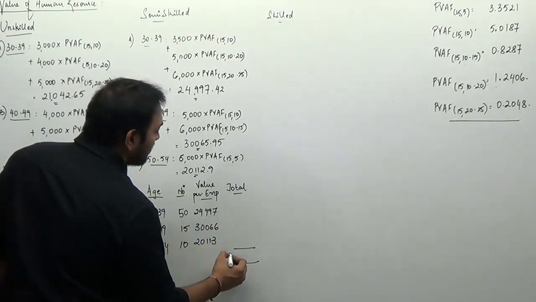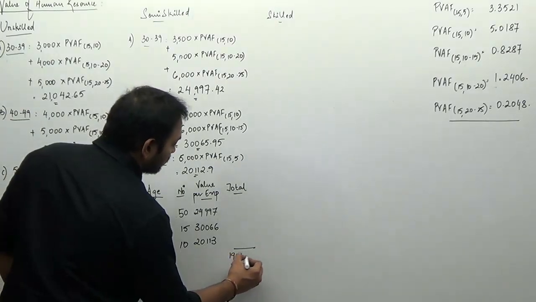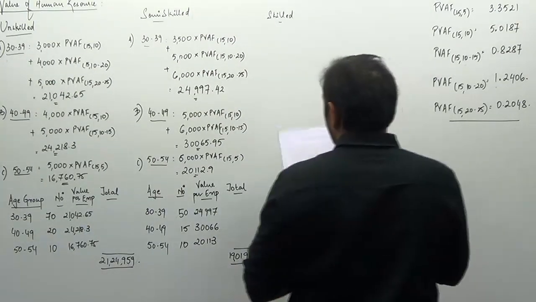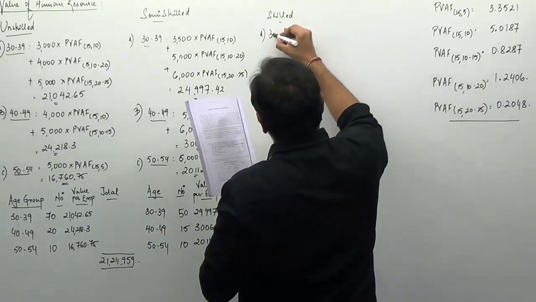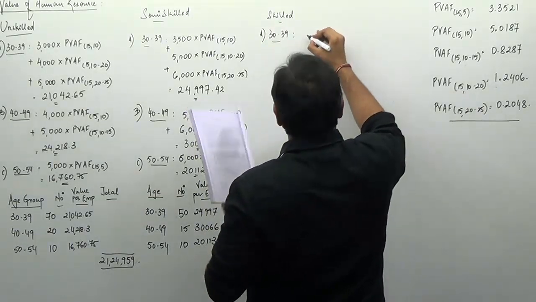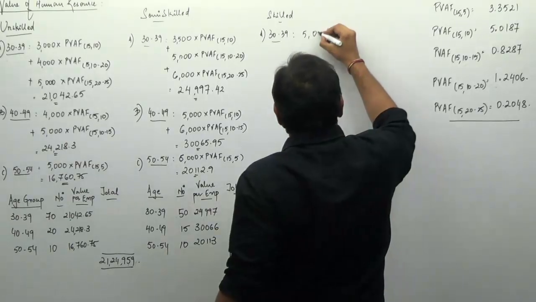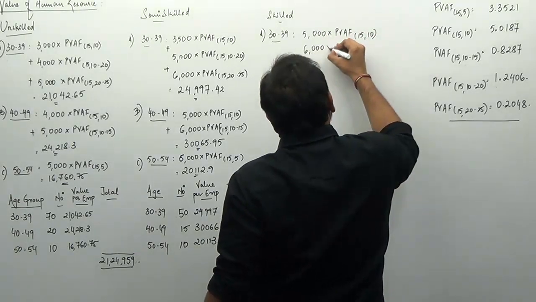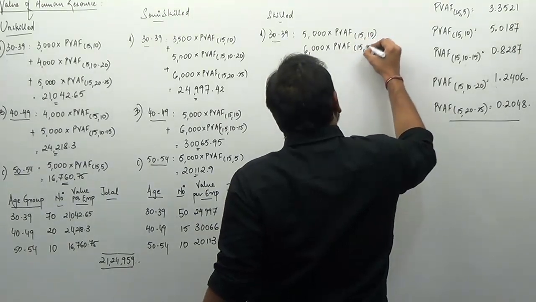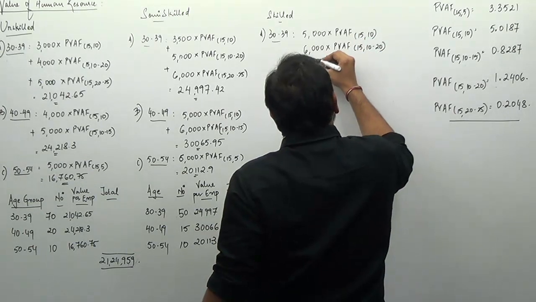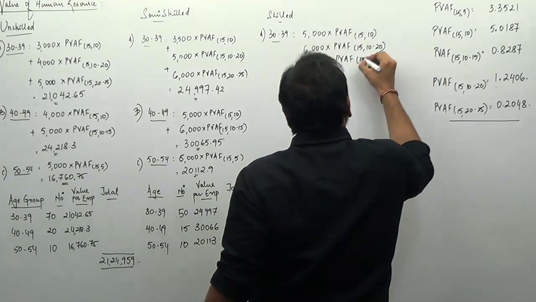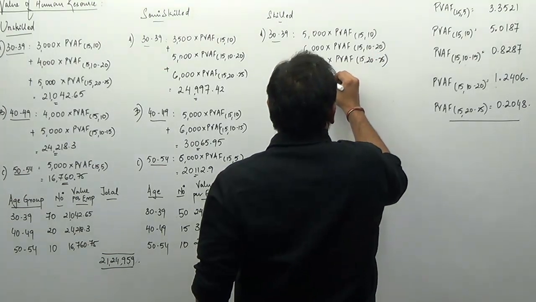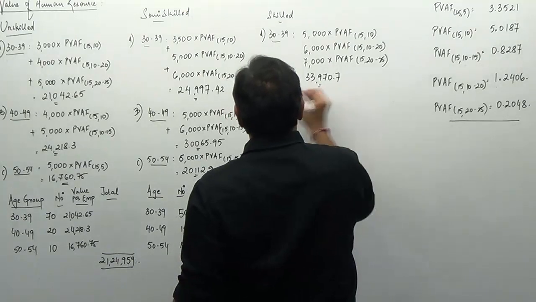What is the total value of semi-skilled? 90.1. Finally, come to the skilled. 32,39, 5,000 into PVF for the first 10 years, then he'll start earning 6,000 from 10 to 20 years, then he'll start earning 7,000 from 20 to 25 years. What is this total? 33,970.7 it seems.